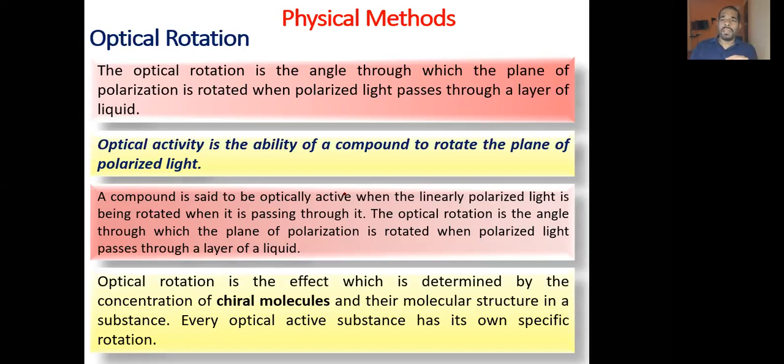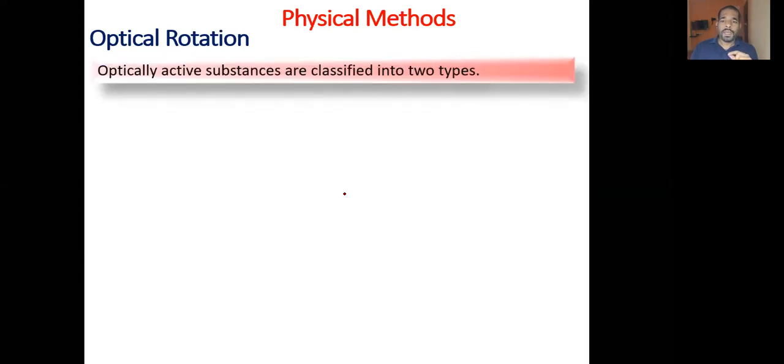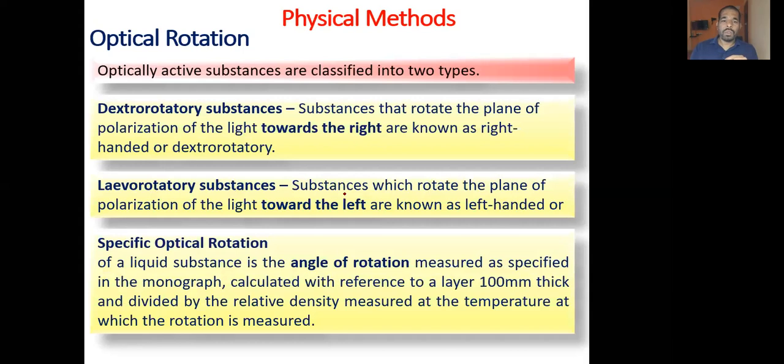The angle by which the light is rotated is generally considered the optical rotation. So the angle, how much the light is rotated, that angle is the optical rotation. Now, optically active substances are again classified into two types: dextrorotatory and levorotatory.